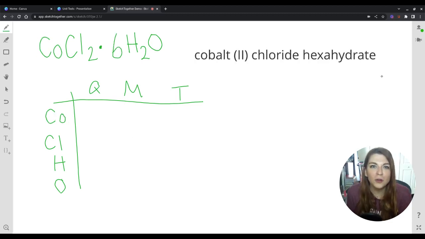This compound is called cobalt(II) chloride hexahydrate. Just because it is a hydrate does not mean that we can ignore the fact that we sometimes need Roman numerals. For the cobalt, we need this Roman numeral because it is a transition metal.